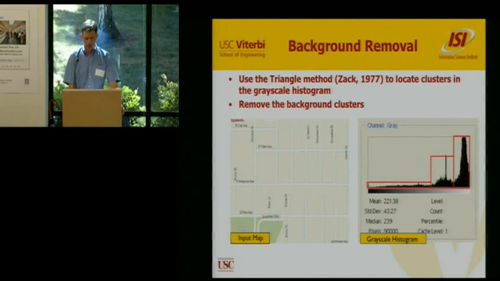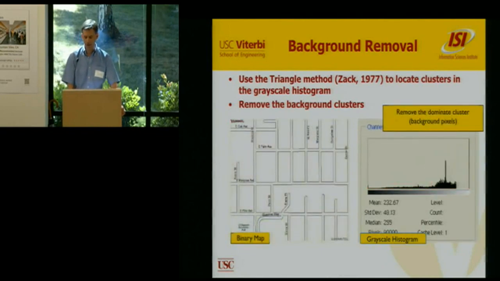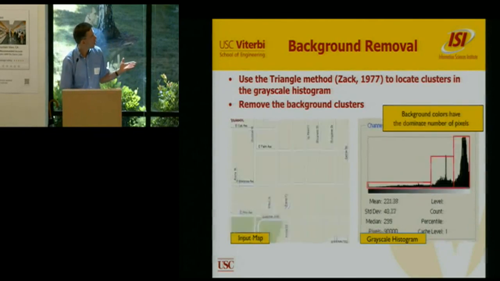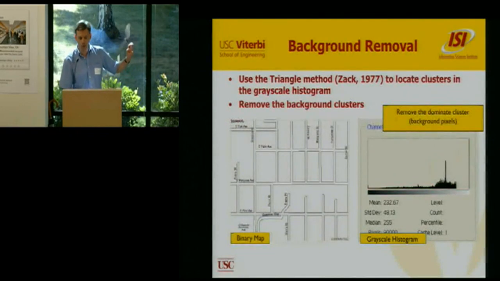And so we can essentially divide this up into different groups, look for the dominant number of pixels, and then essentially remove that from the actual map that you're seeing. So you can see on the map itself, we can go from one that has this sort of shading in the background to one where we can pull it out, and what we're left with is essentially the road and the text layers. And this works for a wide variety of computer-generated maps.